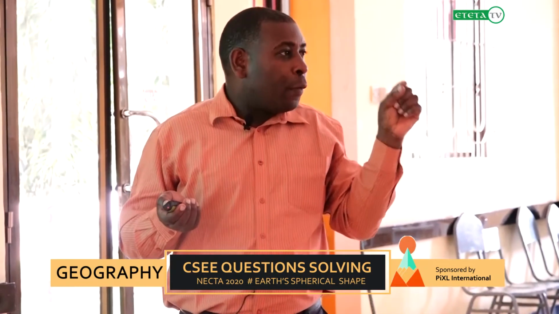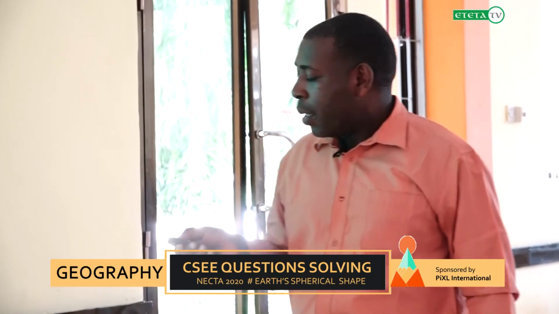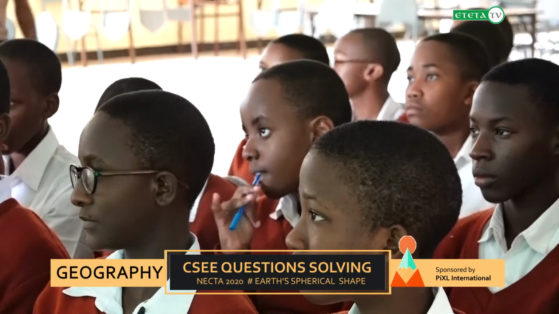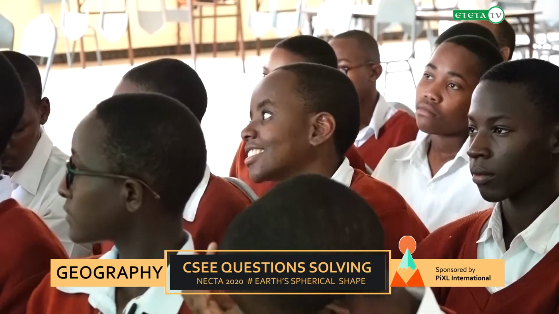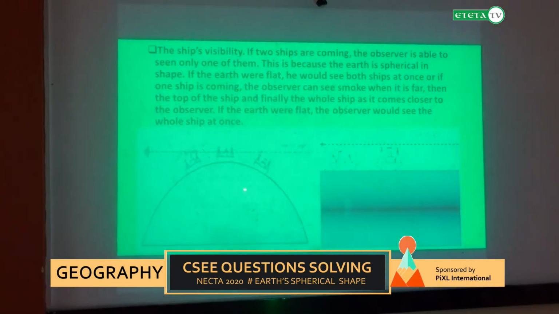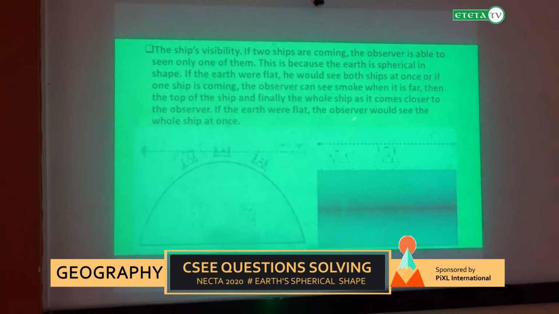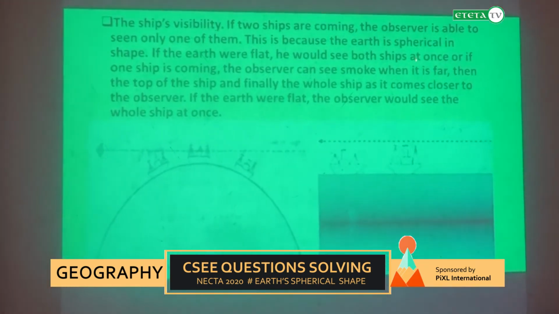This gradual appearance of the whole ship is caused by the spherical shape of the Earth. But the other explanation can be in this way. If two ships are coming, the observer is able to see only one of them. This is because the Earth is spherical in shape. Because it is spherical, the one in front will hide the one behind it, which won't be seen. So the observer will be able to see only one of them when two are coming, because the Earth is spherical in shape.